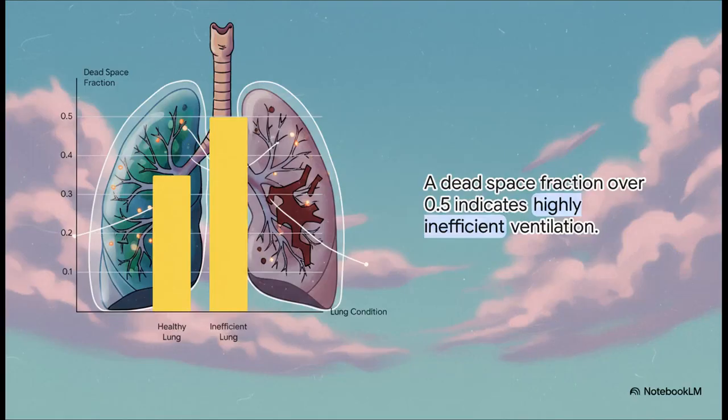And this chart really drives the point home. Look at the healthy lung on the left. That bar is down around 0.35, right where we'd expect it. But then you look over at the inefficient lung, and whoa, that fraction can jump to 0.5 or even higher.